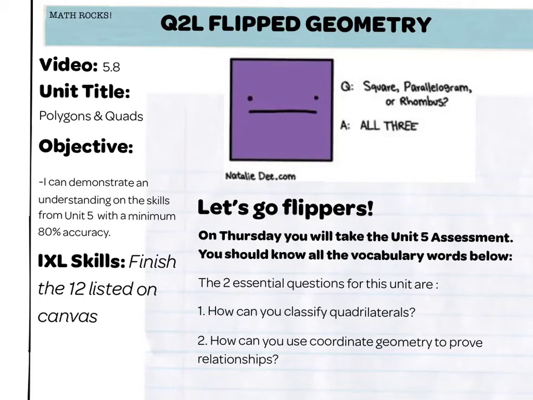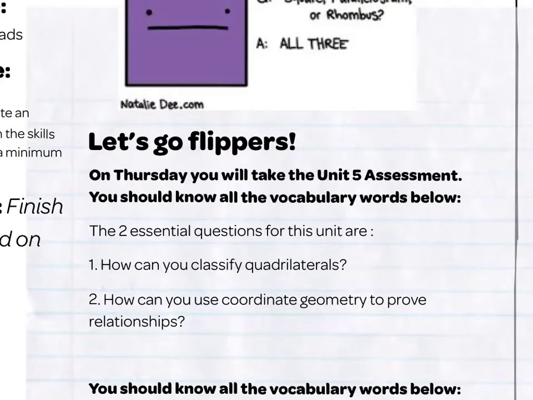The objective is I can demonstrate an understanding of the skills from Unit 5 with a minimum of 80% accuracy. This is going to help you prepare for your unit assessment, which is on Thursday. Excel skills: you want to make sure you finish the 12 listed on Canvas. All right, so let's go, flippers.